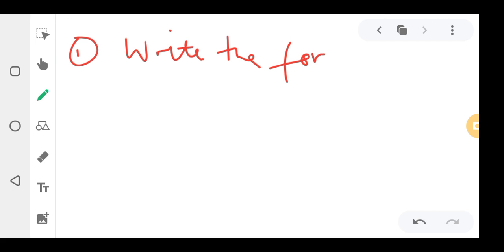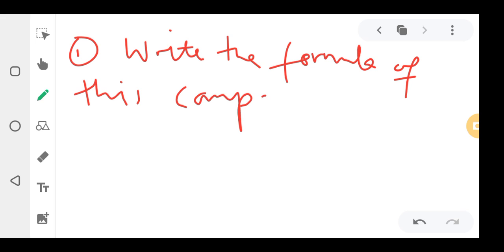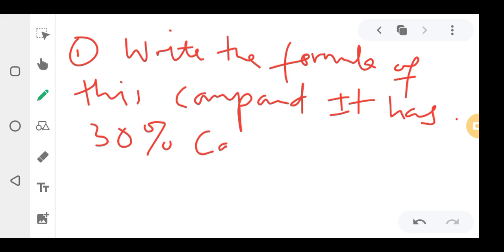Okay, for example, question 1, if they say write the formula of this compound, it has 30% carbon and 70% hydrogen.